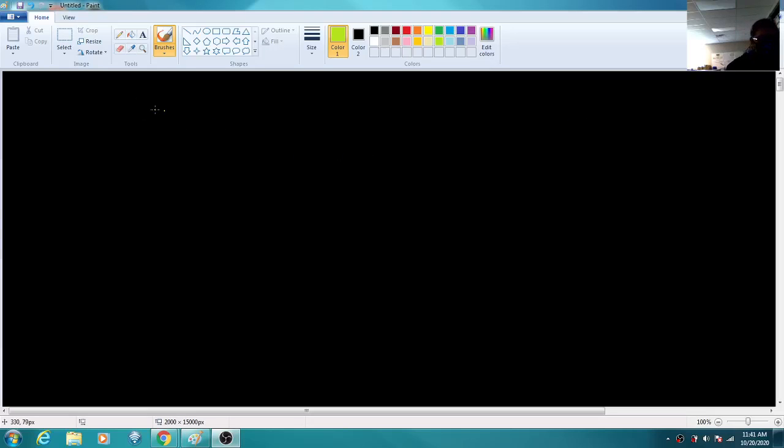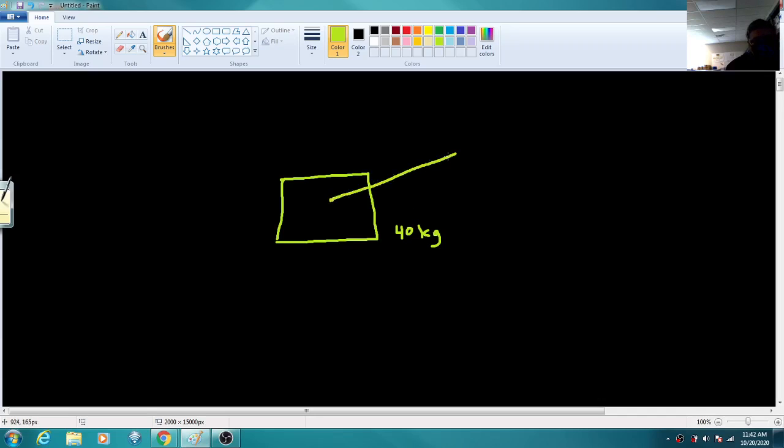We are going to solve this problem here. Suppose we have a sign, and the sign weighs, let's say, 40 kilograms, and it's being suspended by two cables. One of them makes a 30-degree angle. Let me draw that a little steeper. So let's say one of them makes a 30-degree angle and the other makes a 20-degree angle.